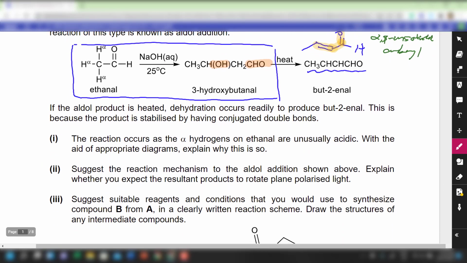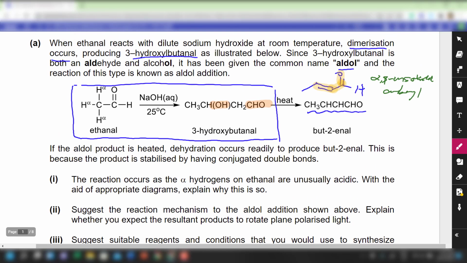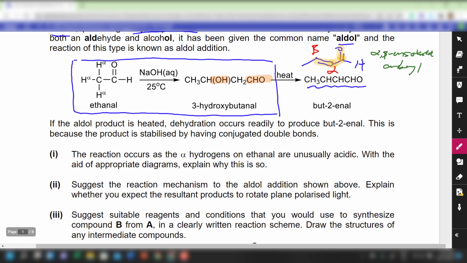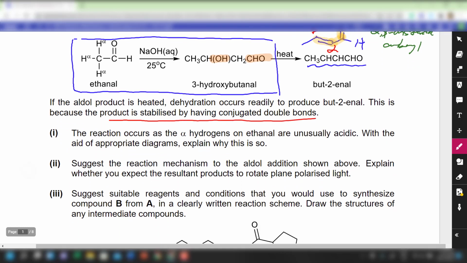Then why is it called alpha-beta unsaturated carbonyl? In case you want to know. Because this particular carbon is known as the alpha carbon, and the carbon next to it is called the beta carbon. So the alpha and beta carbons form a C=C double bond, and it is conjugated with the C=O double bond. So yeah, it's a conjugated system. Over here, I think it's mentioned that the product is stabilized by having conjugated double bonds.